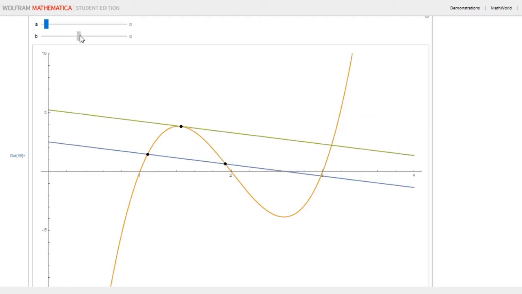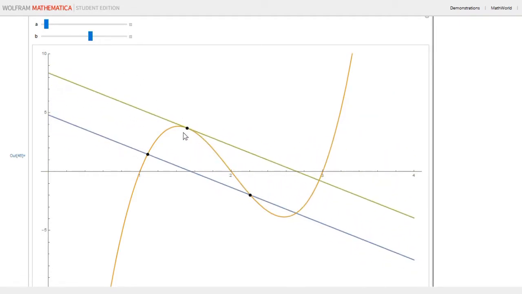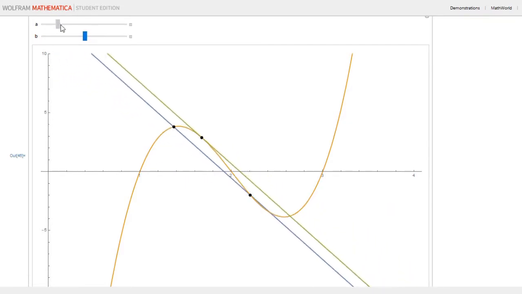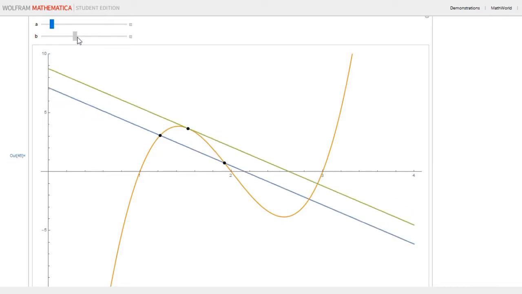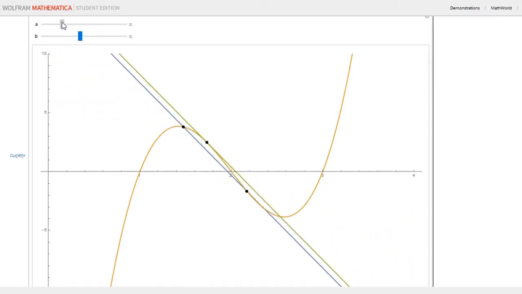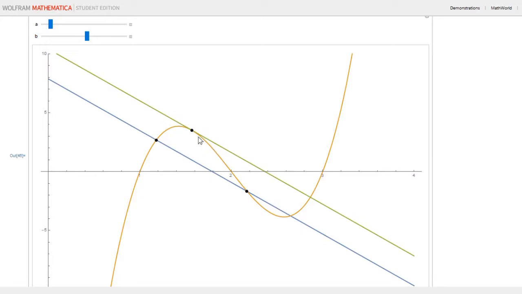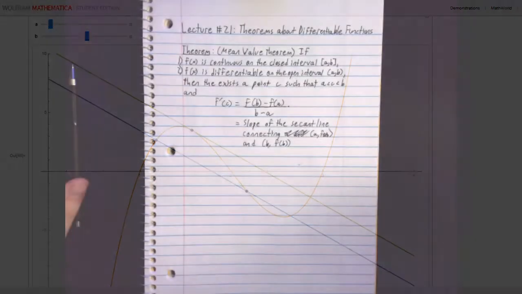And so you can see that as I vary my points, my point C changes. The mean value theorem doesn't tell me anything about where this point is located, or even how many points there are. There could be more than one. But as I vary this, you see that I do get at least one point where the slope of the tangent line at that point is equal to the slope of the secant line connecting the two points. And that's all the mean value theorem says. It just says that you get this special point where your derivative is equal to the slope of the secant line. Okay? So let's switch back here.